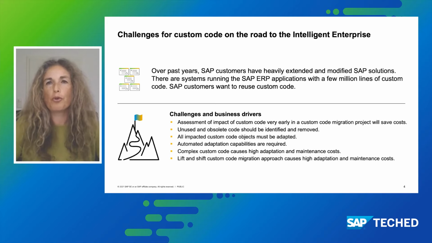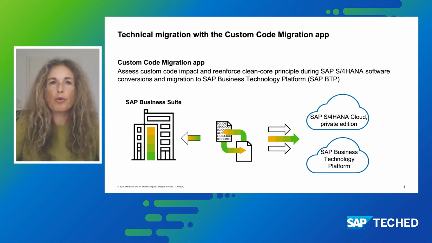Also, all impacted custom code objects must be adapted, and if you get automated adaptation capabilities, this would significantly speed up your whole adaptation process. Besides that, complex code pieces will cause high adaptation and maintenance costs, and if you just take over the whole existing custom code from your ERP system to the new world, you will also end up with a high adaptation and maintenance cost. Custom Code Migration app is the tool of choice for the custom code migration projects within SAP S/4HANA transformation or migration to SAP Business Technology Platform.